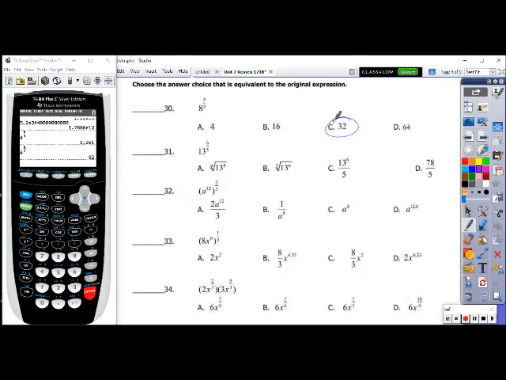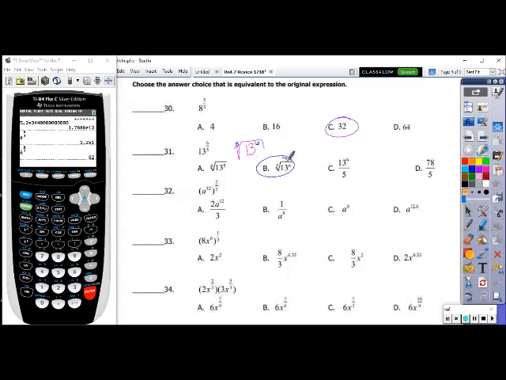On number 31, we're not just evaluating, we are actually rewriting this as a radical. So we know we're going to have a radical with 13 underneath. The denominator of your fraction tells you your index, that goes on the outside. The sixth goes on the inside, so the answer would be B.